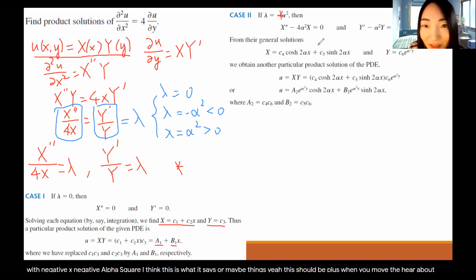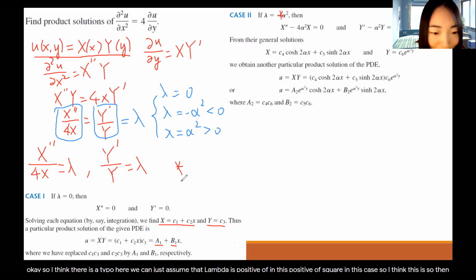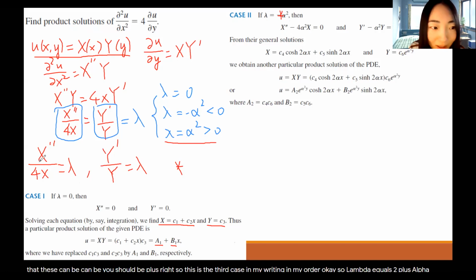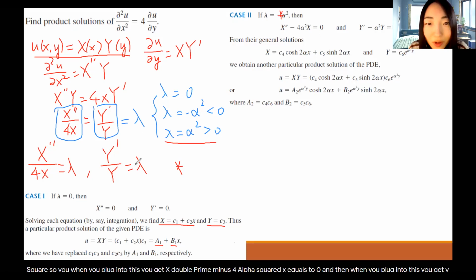I think it should be plus, right? So this is the third case in my writing, in my order. Okay, so lambda equals plus alpha square. When you plug into this, you get x double prime minus 4 alpha square x equals 0. And then you get y prime minus alpha square times y equals 0.